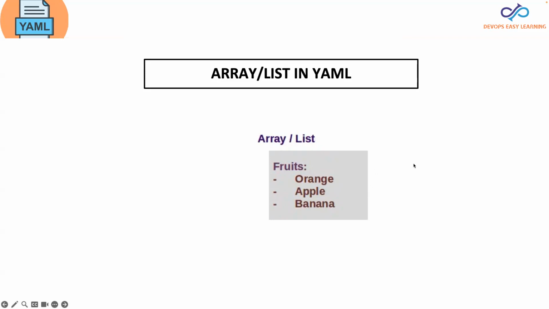And we can define another list, probably of vegetables. Here we have three vegetables that are being listed. So here, as you can see, we have two lists. The first list is the fruit. The second list is vegetables.